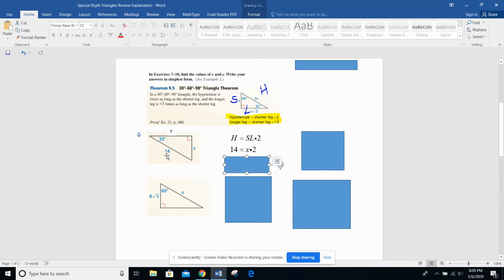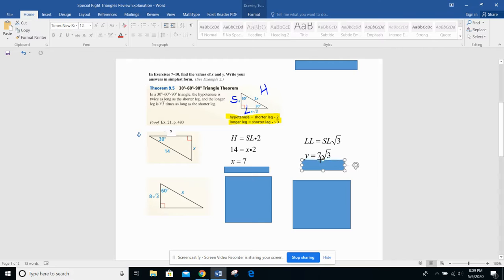Substitute in, what do you know? Well, I know the hypotenuse is 14. I know the short leg is x. Substitute in, divide both sides by 2, you get your answer, x equals 7. To find y, which is the long leg, I'm going to use that formula that says the long leg equals short leg times square root of 3.